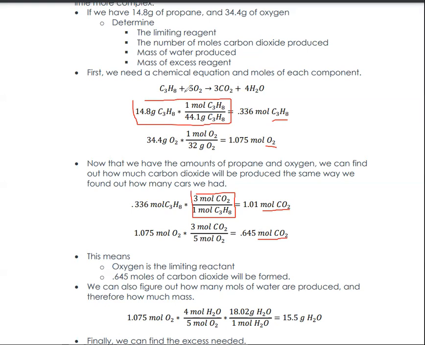All right. So with the propane, you figure out how much CO2. With the oxygen, how much CO2. And again, this is smaller, so that would be the theoretical yield. That's what we call this. And that means that the oxygen is the limiting reagent and the propane is the excess reagent.